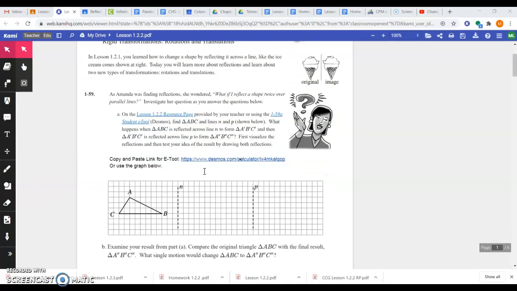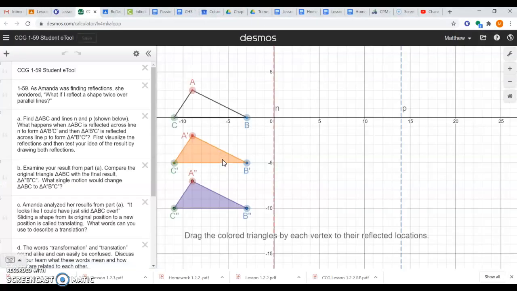All right, so 159, the first one, we are going to flip this triangle over both vertical lines of reflection, and I'm going to do that through the E tool. They give us this E tool, and they're going to give us two triangles to reflect. And remember, I'm just going to use the counting method that I taught on Tuesday.